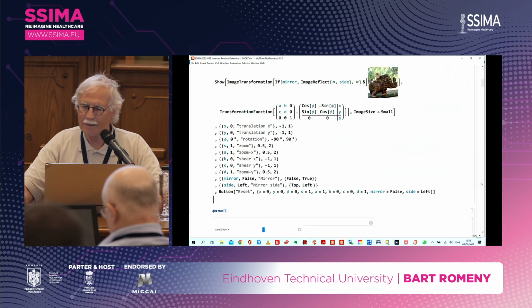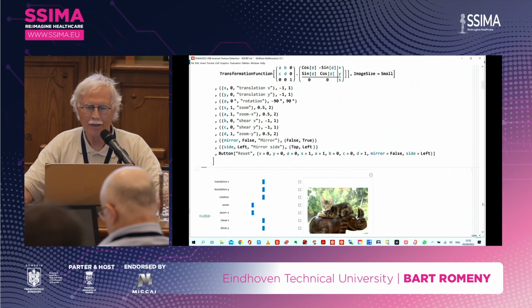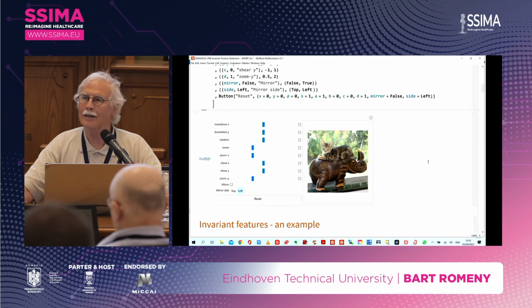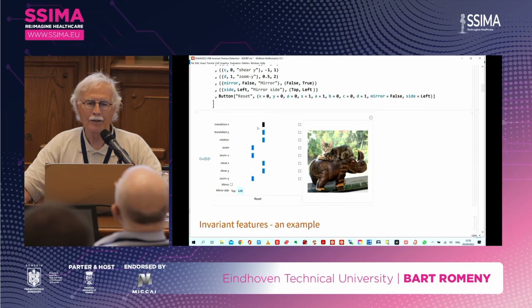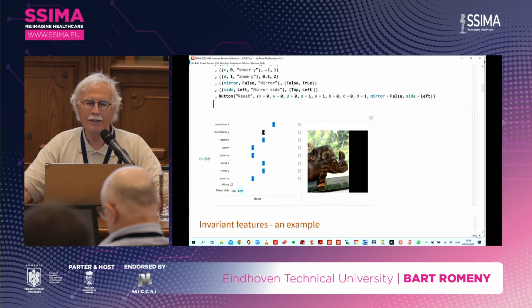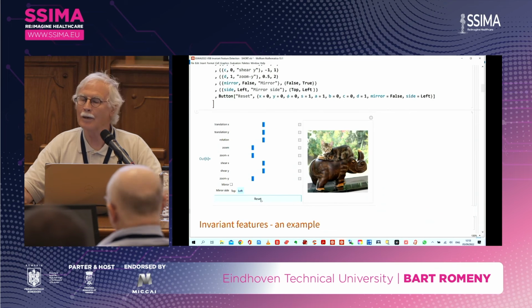But now let's have a look what these transformations do. And of course you expect what it does, but in one line of programming, I have this beautiful thing. So if I have the translation, it does it. And you see how fast Mathematica is. And the translation in Y is just this direction. So now you immediately see what happens. If I reset, it goes back here.